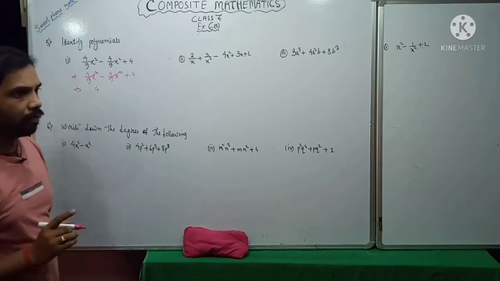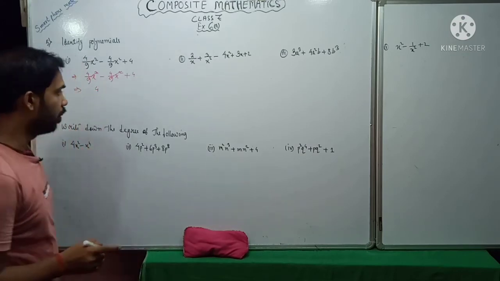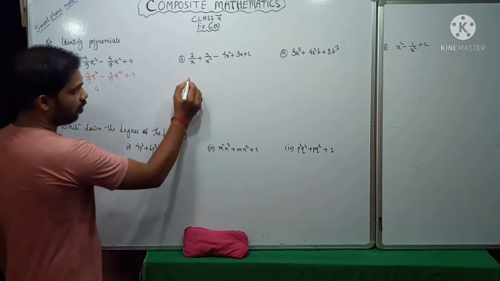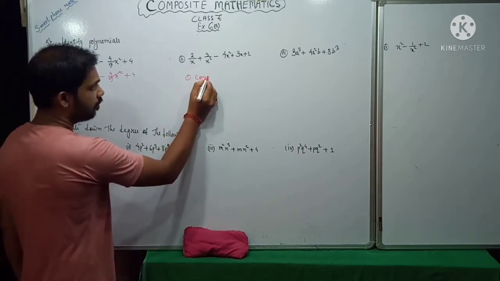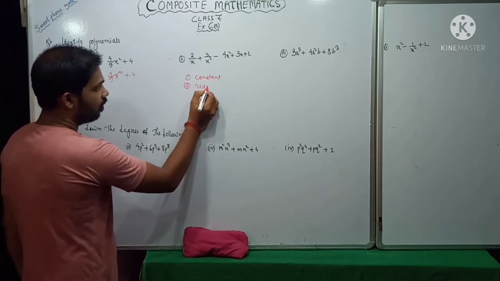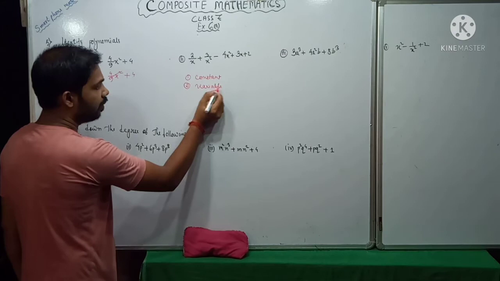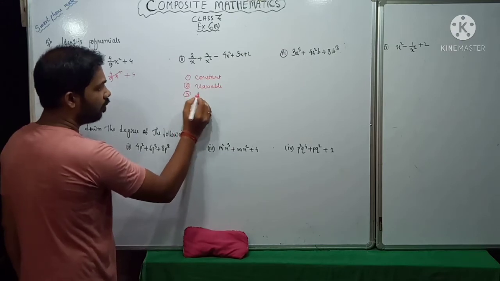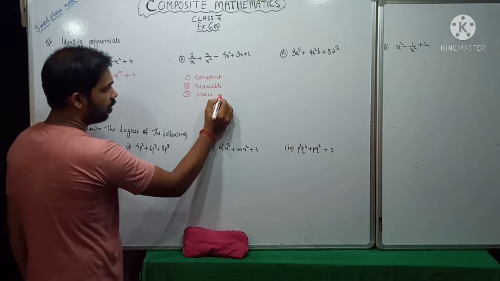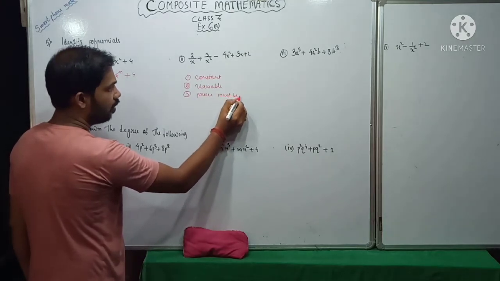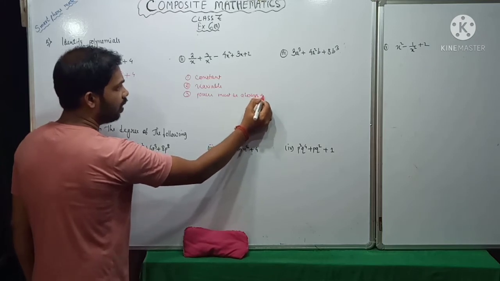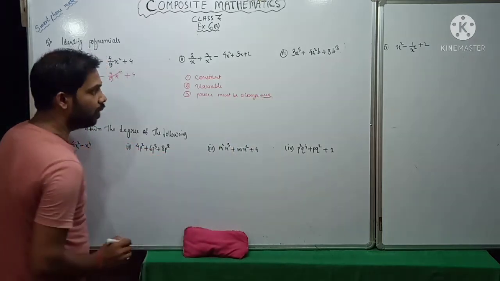Now do you think 4 is a polynomial? Yes, 4 is a polynomial. So what is the condition for a polynomial? To become a polynomial, it has to follow 3 conditions. There should be a constant. Next is a variable, which we have already discussed in a previous video. And next, the power should always be positive. Power must always be positive.